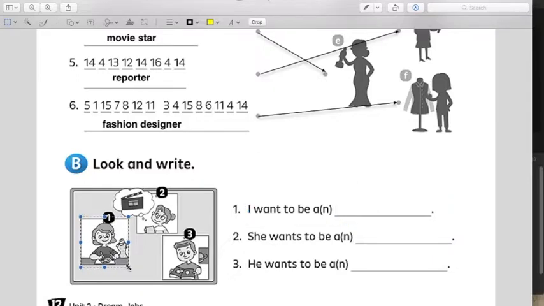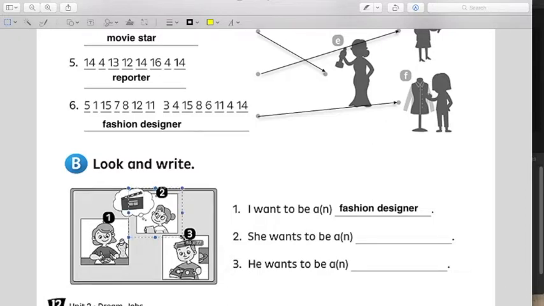So it looks like she has a mannequin and she is drawing something for clothing. So I want to be a fashion designer. Fashion designer. Make sure you spell that correctly. Fashion designer. Okay, let's go on to number 2.